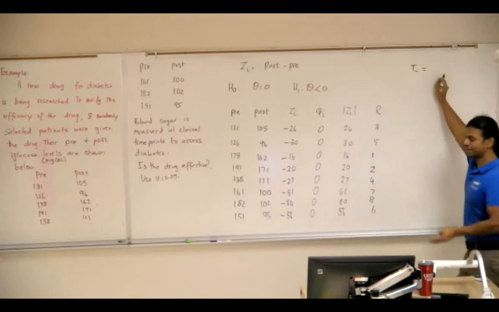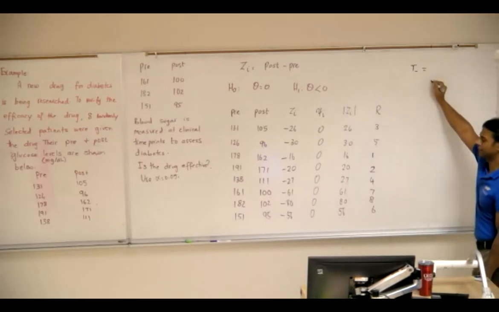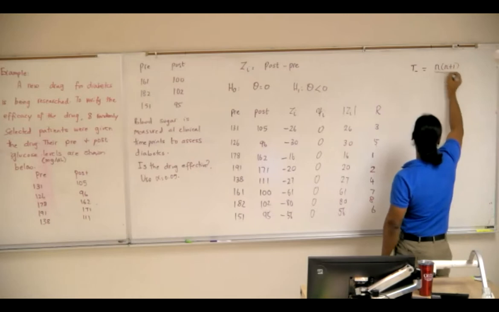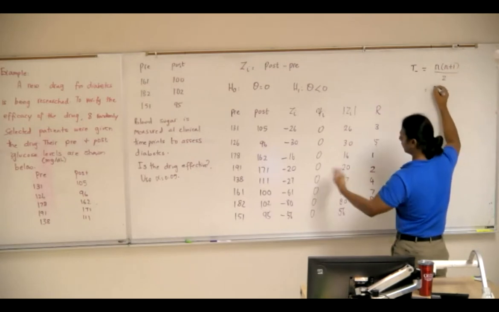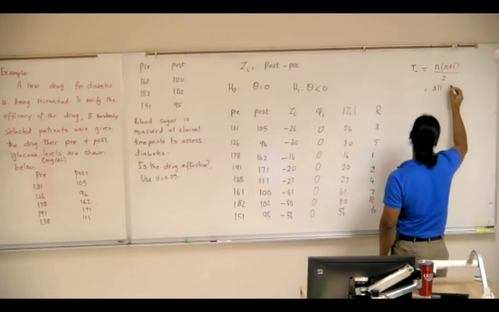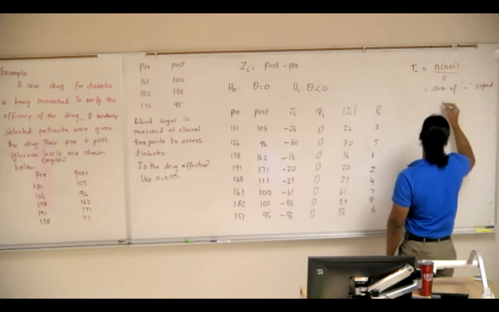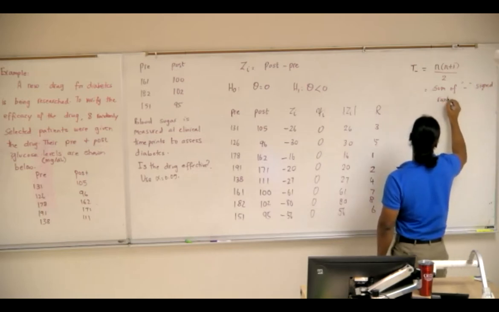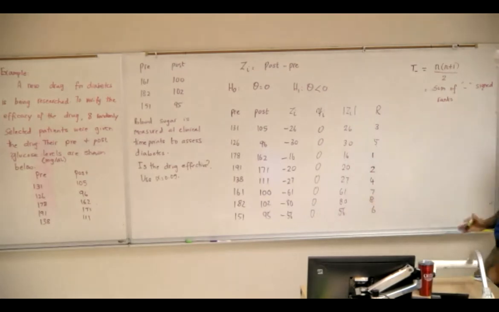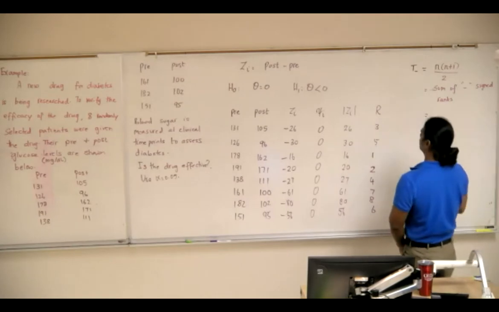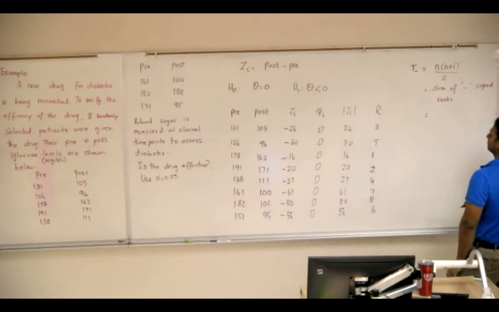We know the sum of natural numbers is n times n plus 1 over 2 from last time. It's direct because all of them have a negative sign. So sum of negative signed ranks. Mind you, it's not a negative rank, it's a negative sign rank. If you add them all together, what do we get?